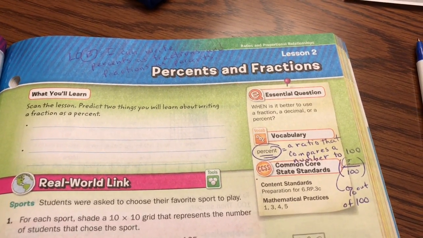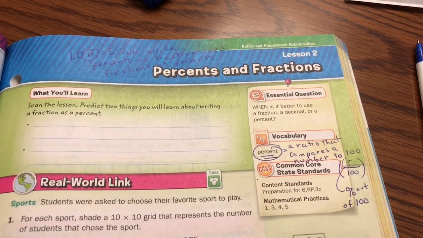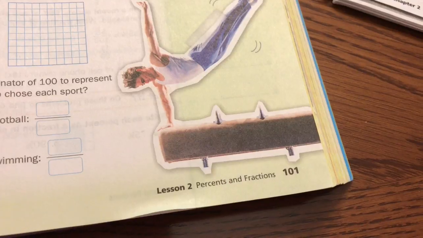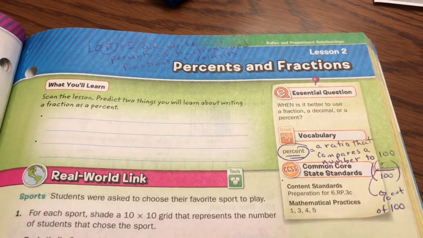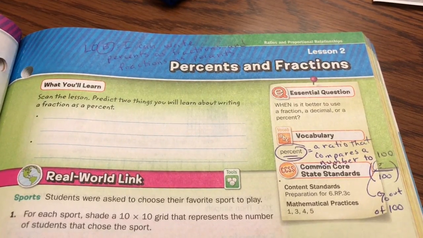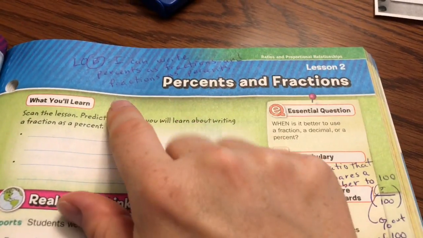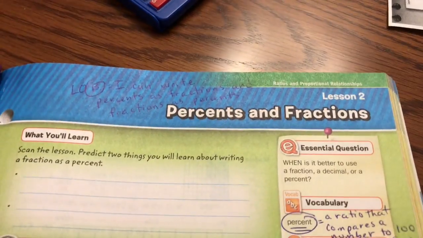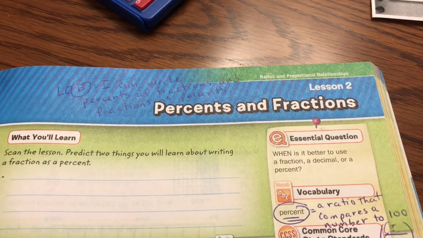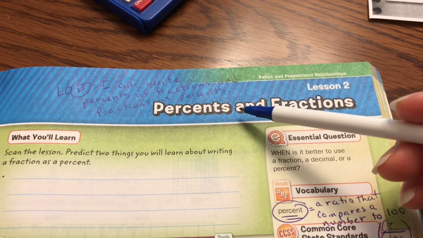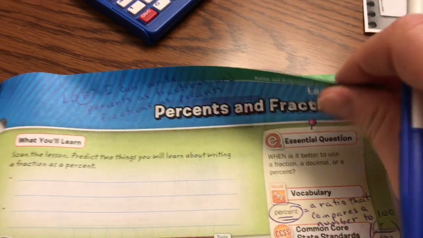All right, everybody, get ready for Chapter 2, Lesson 2. We are on page 101. Woohoo, we broke 100. Now, in the last lesson, we talked about decimals and fractions, and now we're going to talk about percents and fractions. So our learning objective, B, is I can write percents as fractions and fractions as percents. So those are the two things we're going to do.